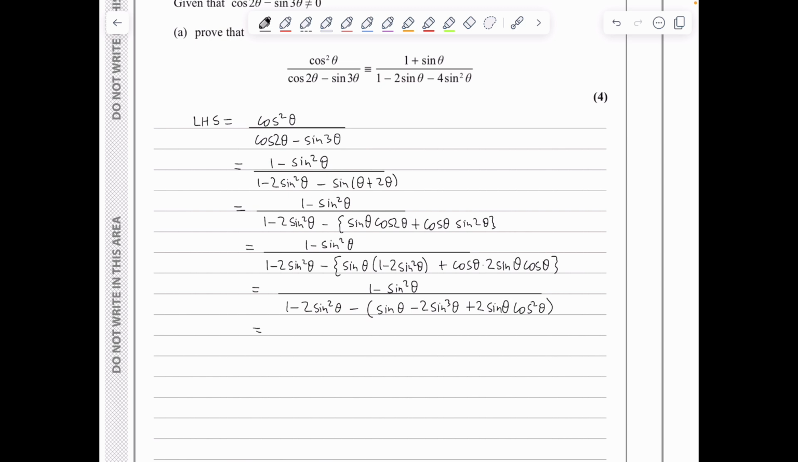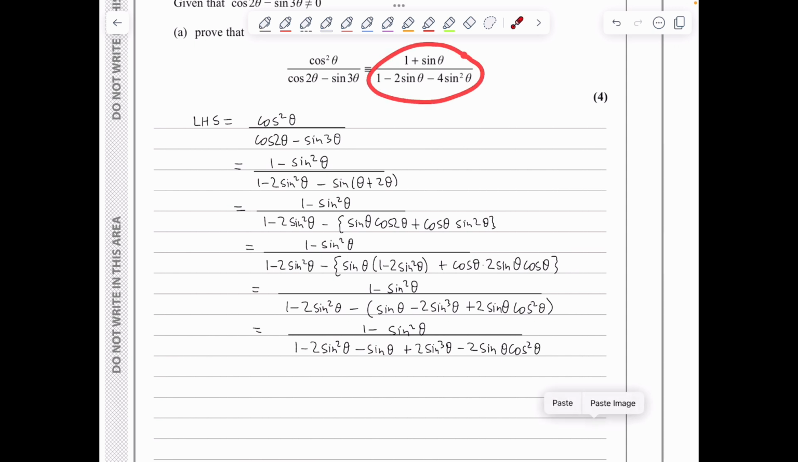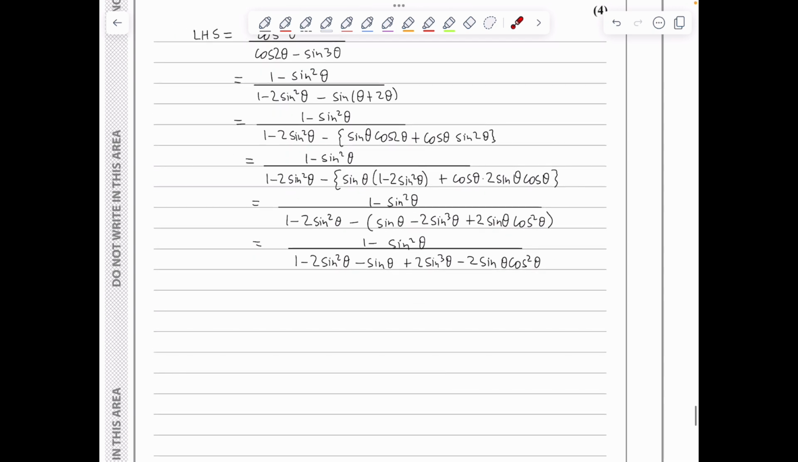So this can be written as 1 minus sine squared theta over 1 minus 2 sine squared theta minus sine theta plus 2 sine cubed theta minus 2 sine theta cos squared theta. And then I know that I need to arrive at an expression involving only sine thetas. So the cos squared theta here can be written as 1 minus sine squared theta.